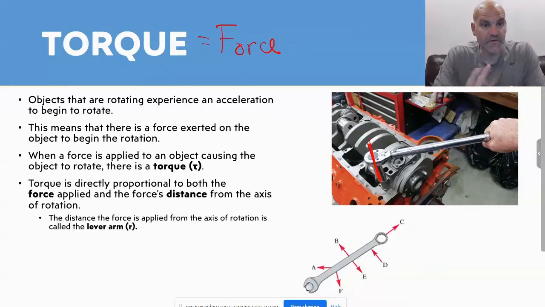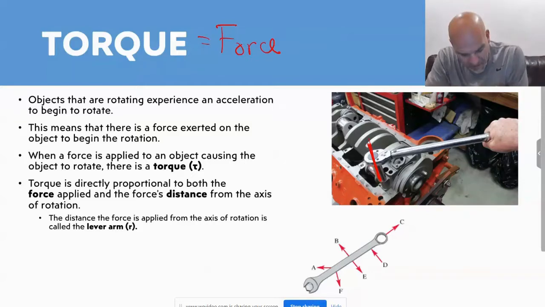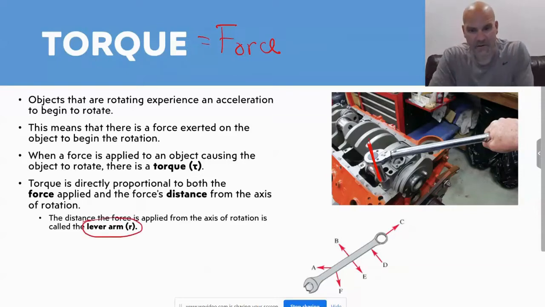So there are two things that matter for torque calculations. It's going to be directly proportional to the amount of force that is exerted on the object, and then where the force is applied, okay? And we call that application distance the lever arm.